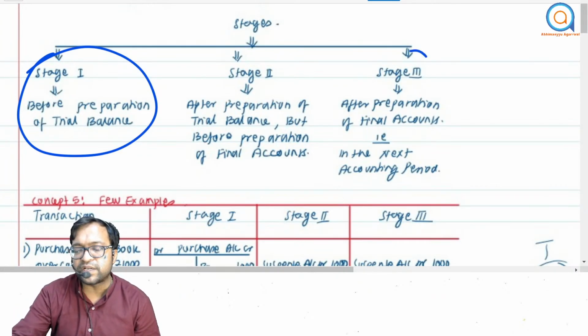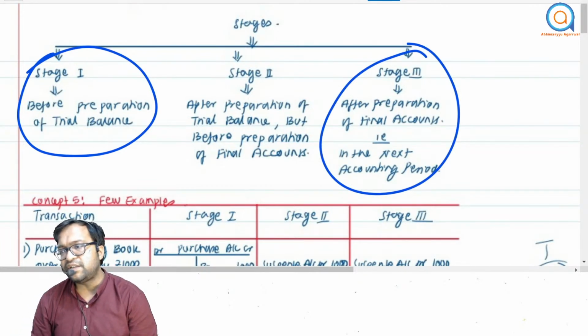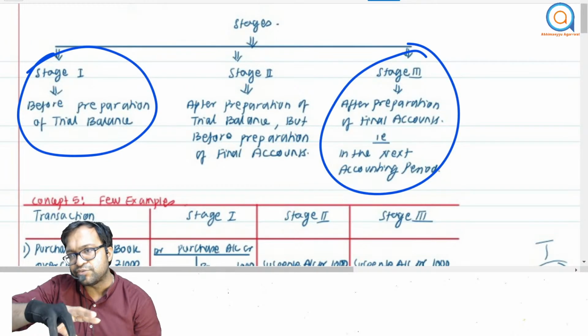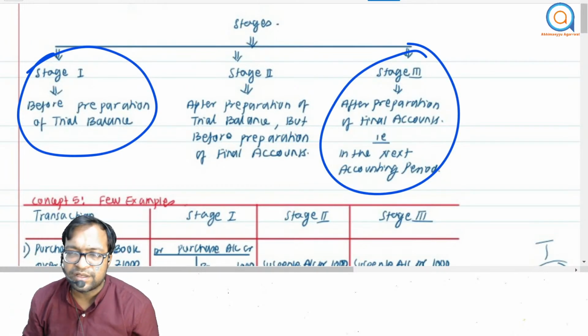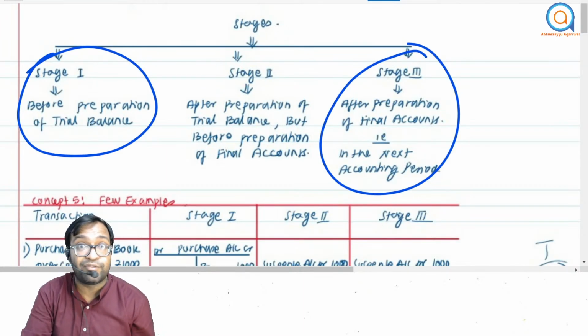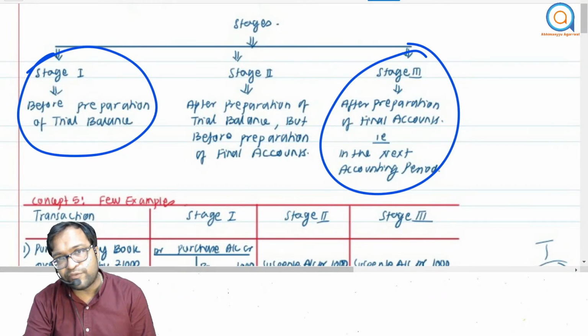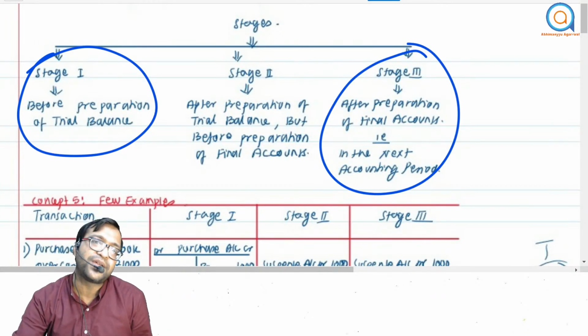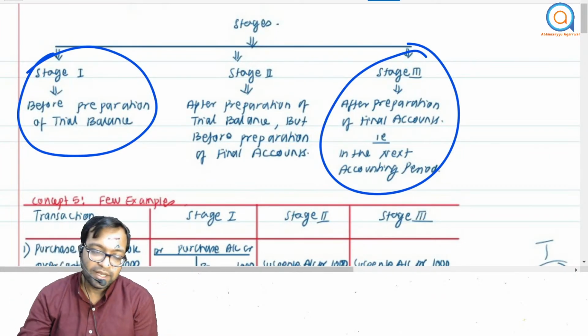And the most important point in stage 3 is, when you are rectifying in stage 3, the rectification entry will be the same as in stage 2, only the nominal account will be replaced by profit and loss adjustment. Reason being Accounting Standard 5. Correct? And the balance of the profit and loss adjustment account is transferred to the capital account. Understood? I think that's enough.